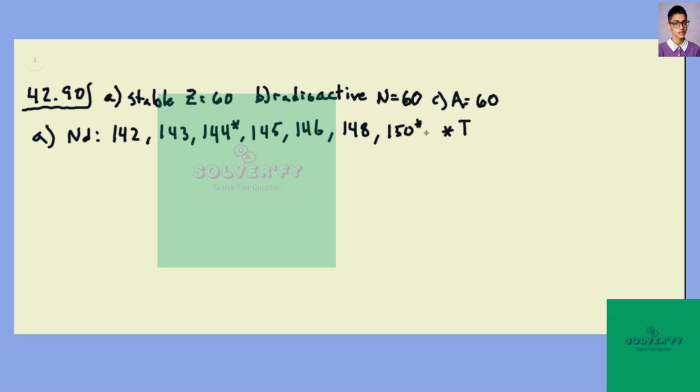This also gets an asterisk. And that's because these are technically radioactive, but their half-lives are greater than the age of the universe. And when the half-life of an isotope is greater than the age of the universe, for all practical purposes, it's stable.